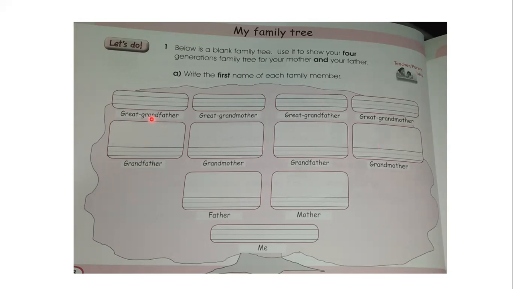So right here, you're going to write in your great grandfather's first name, great grandmother's first name. This is on your father's side. Then you're going to write your grandfather, grandmother, and your father's name. Right above me, you write your own name. On the right, you write your mother's first name, your mother's father, his name, your grandmother's name, that's on your mother's side, great grandmother, great grandfather.